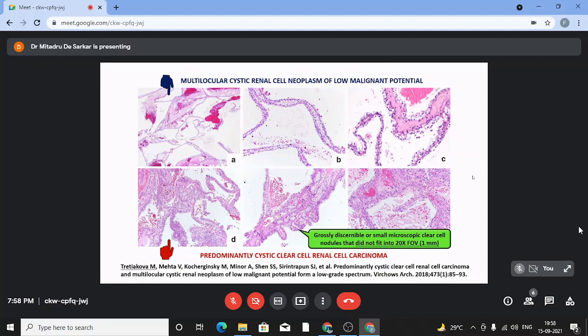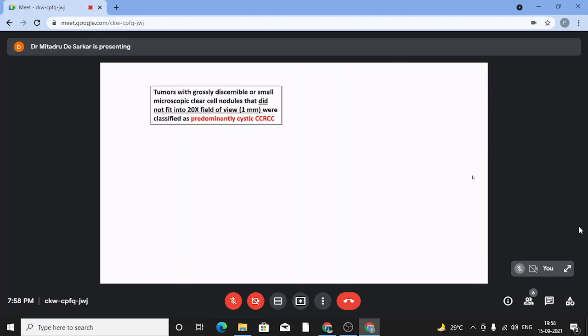So probably a microscopic definition also is enough for these tumors, wherein you have a thickening of the septa, which can be seen microscopically as an alteration of the configuration of the septum. Okay, so even those microscopic ones have gone into this category of predominantly cystic clear cell RCC.